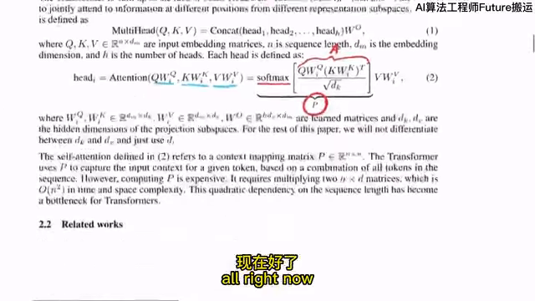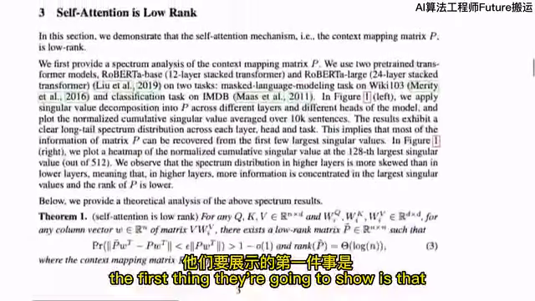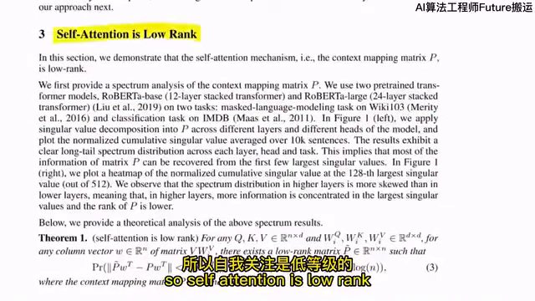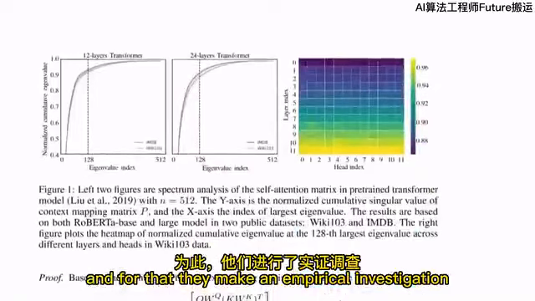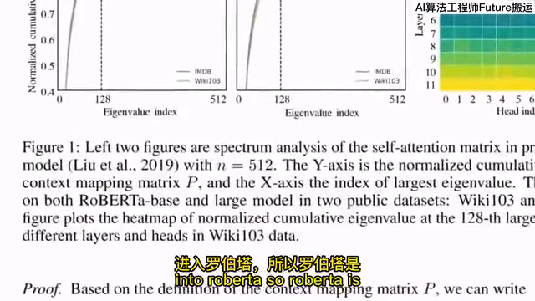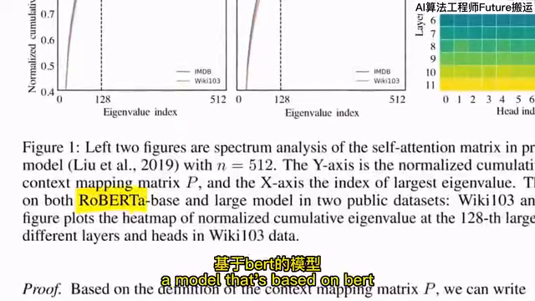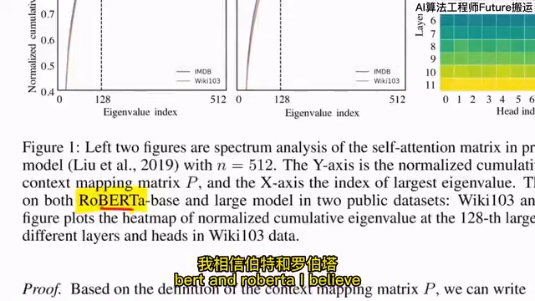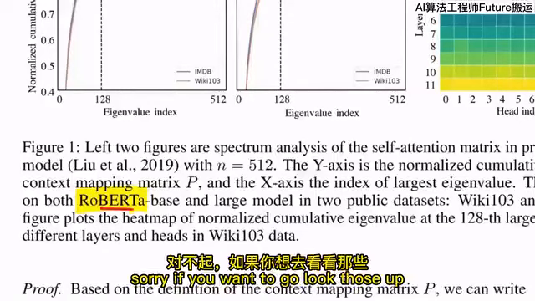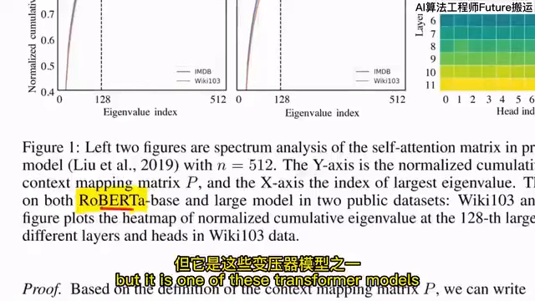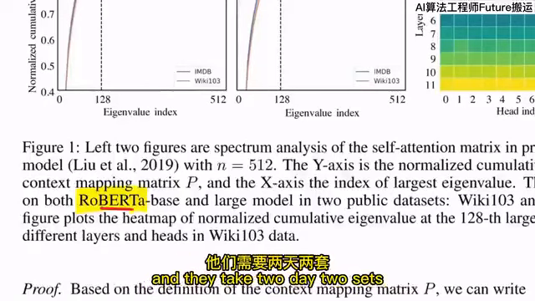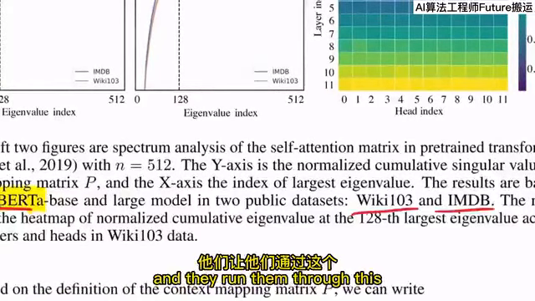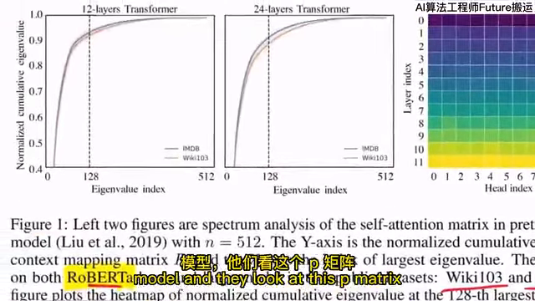All right. Now, the first thing they're going to show is that this is in fact low rank. So self-attention is low rank. For that, they make an empirical investigation into Roberta. Roberta is a model that's based on BERT, and I have made videos of both BERT and Roberta, I believe, if you want to go look those up. But it is one of these transformer models. They take two data sets, Wiki103 and IMDb, and they run them through this model, and they look at this P matrix.